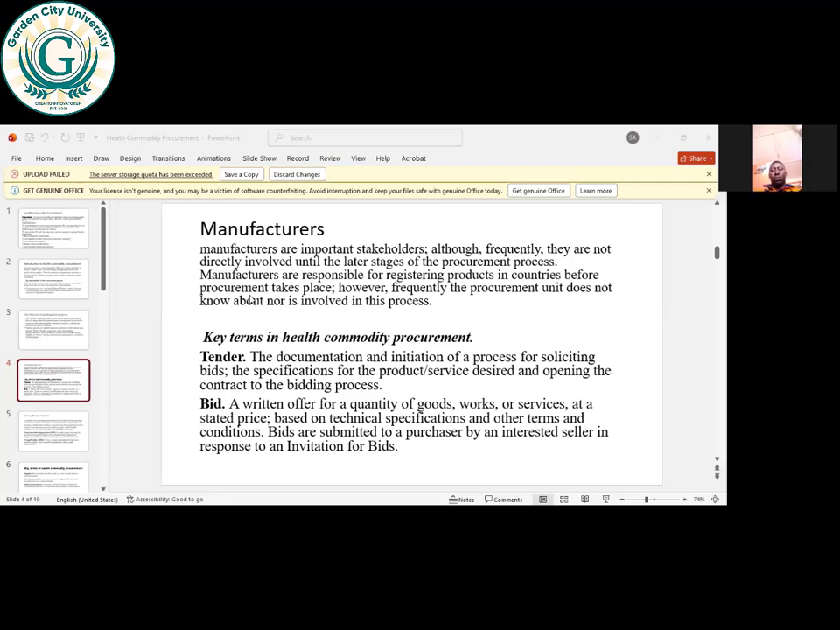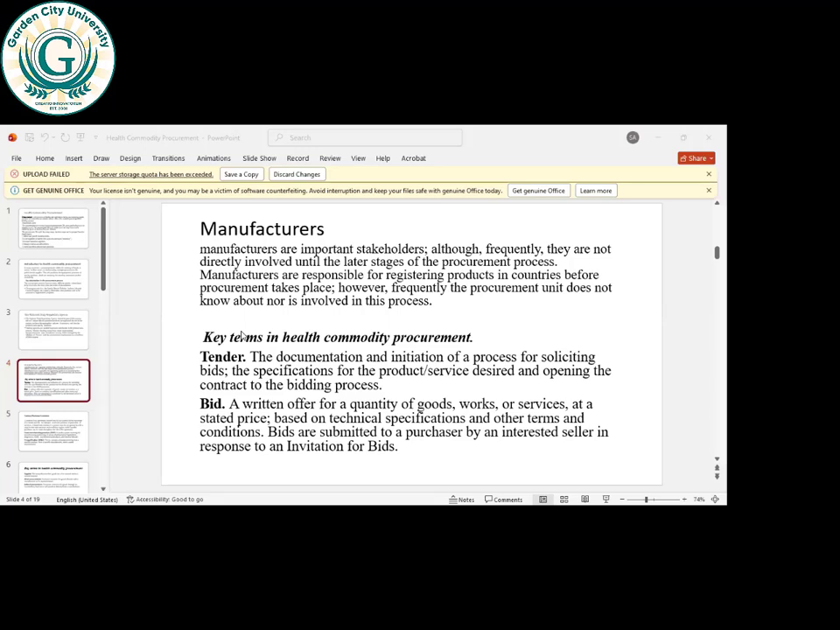So we are done with the key stakeholder groups in the procurement process. I would like to know if there is any question before I proceed to the key terms in health commodity procurement. Okay. Without any question, let's proceed to the key terms in health commodity procurement.